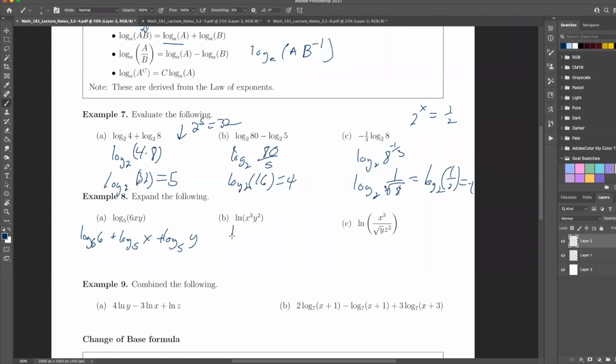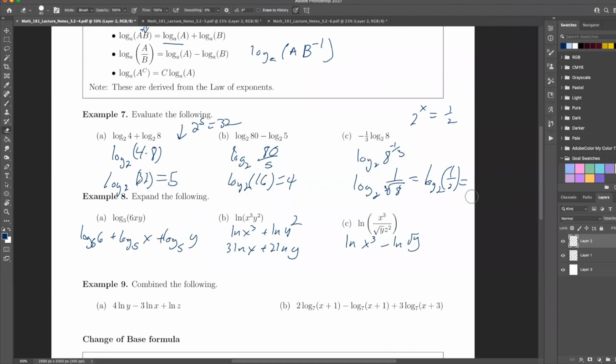Here, we'll have ln of x cubed plus ln of y squared, and then we can pull out the exponent. So I'll have 3 ln x plus 2 ln y. And here, we can go ahead and split this. Everything on top is positive, and since this is on the bottom, it'd be minus ln of the square root of y.